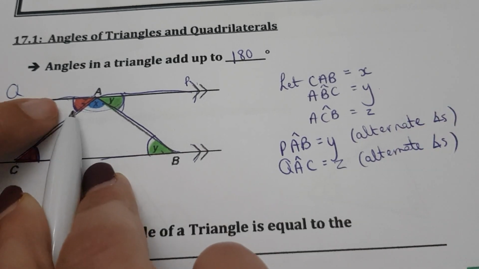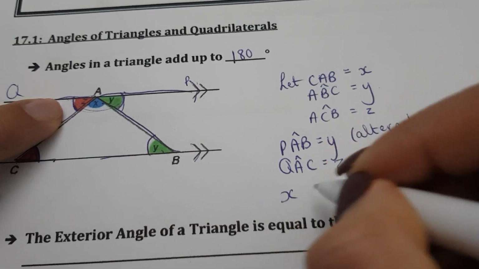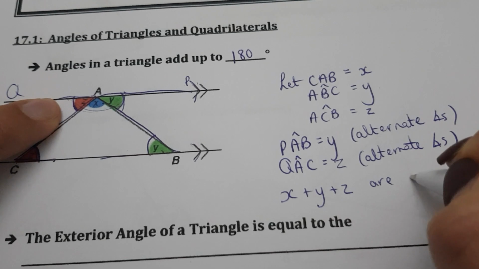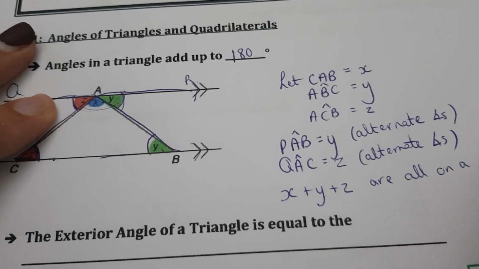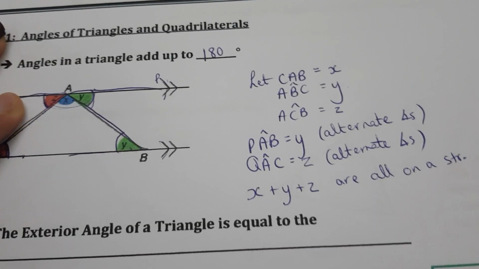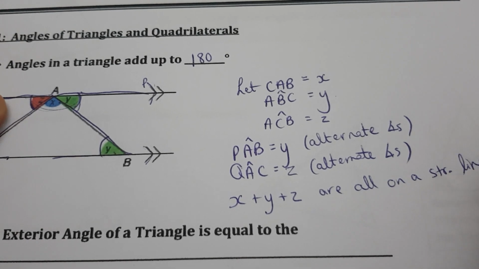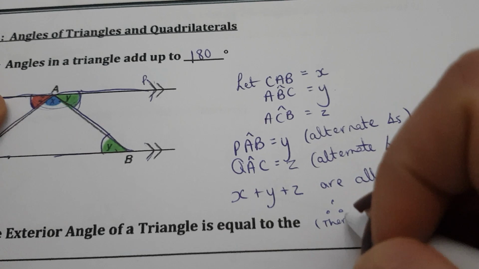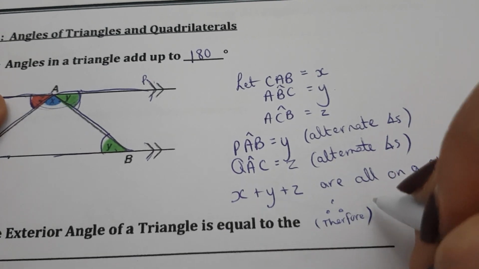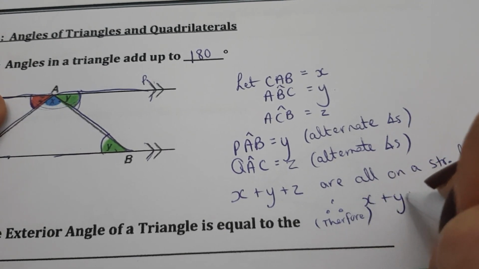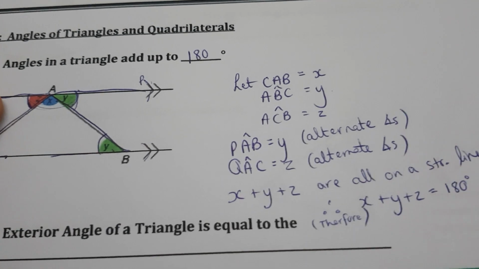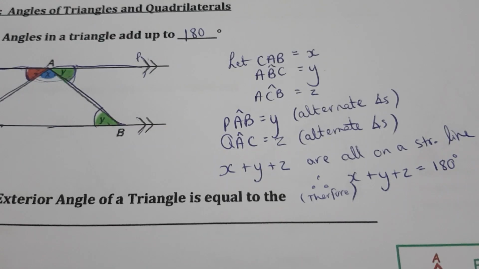So now what do we have? We have the fact that X and Y and Z are all on a straight line. So that means, and three dots means therefore, X plus Y plus Z add up to 180 degrees because they are on a straight line.